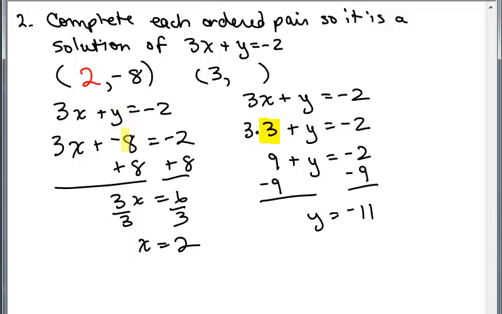Here's where I'm plugging in each time. You can see I'm plugging in 3 for x, and here I'm plugging in negative 8 for y. So y is negative 11 completes that ordered pair.